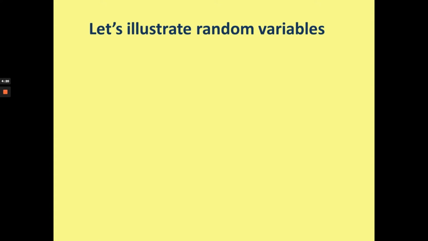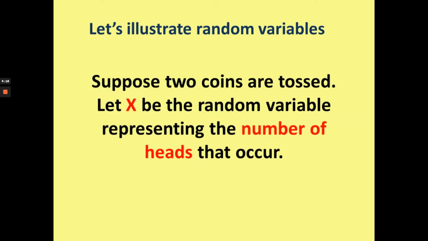Now let's illustrate random variables. Suppose two coins are tossed. Let X be the random variable representing the number of heads that occur. Note that we use a capital letter to represent our random variable. So for this example, we'll let capital letter X be the random variable representing the number of heads that occur.